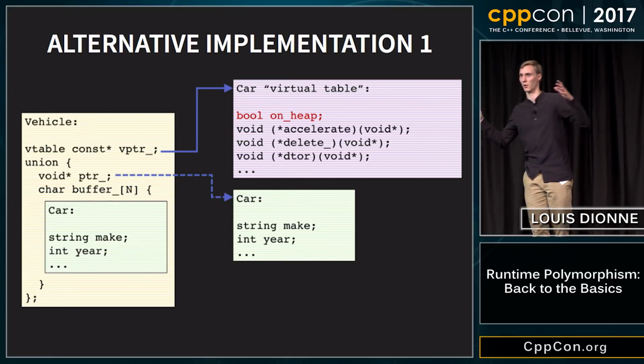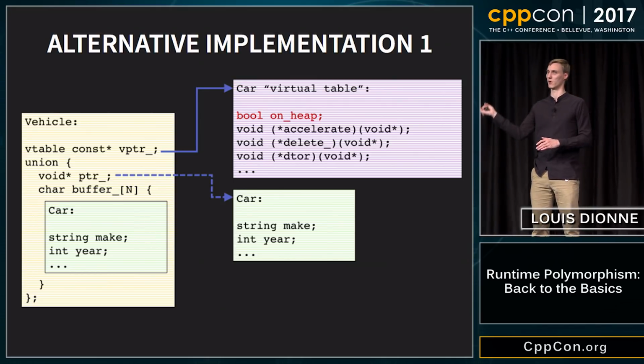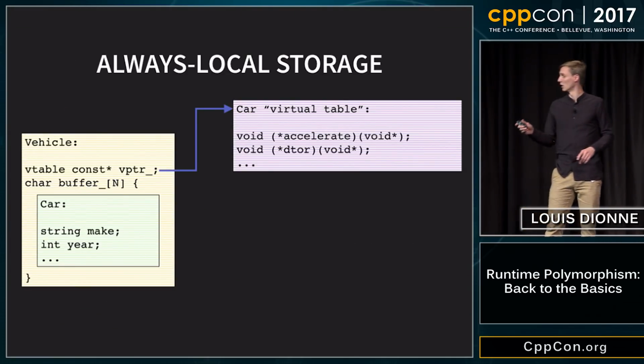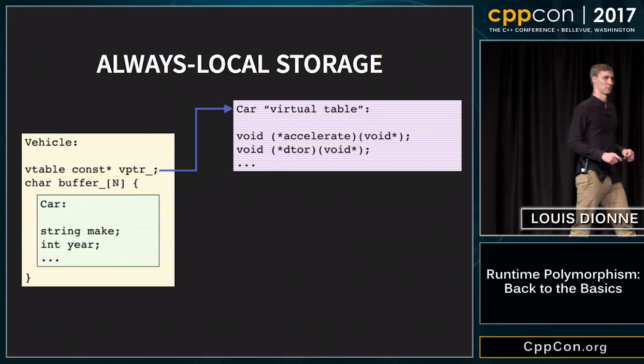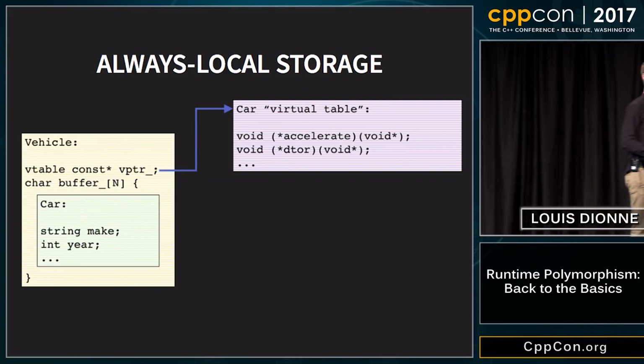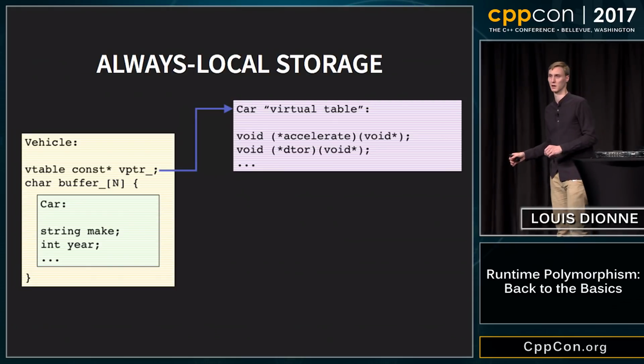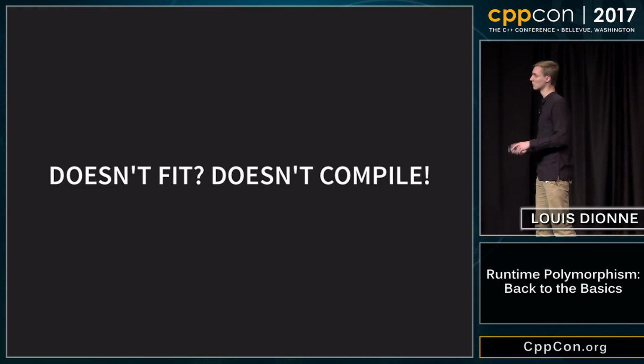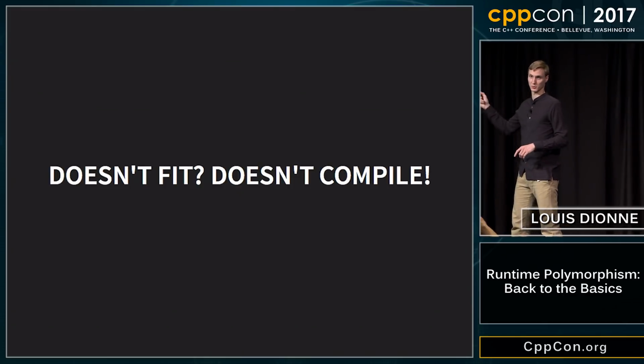But this is just a general idea. You can have a local buffer and have a fallback to the heap. And what we're going to do now is push this further. We're going to say let's not have a fallback. So you have a local buffer of a fixed size, and you don't have a fallback. So when the type is too large, it doesn't compile. That's what you want.